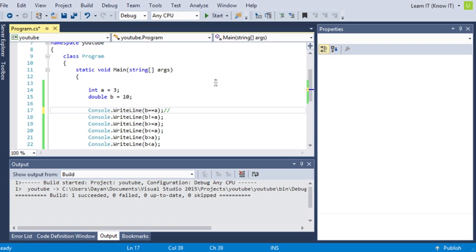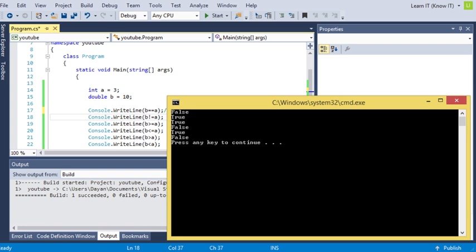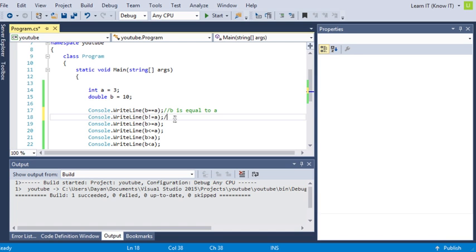Now in this little equation just here, we're saying that B is equal to A. That's false. B is not equal to A. B is equal to 10 and A is equal to 3, so that's not true. That's why we returned a false for the first one. With the second one, we said B is not equal to A. Again, 10 is not equal to 3, so that one ends up being true.